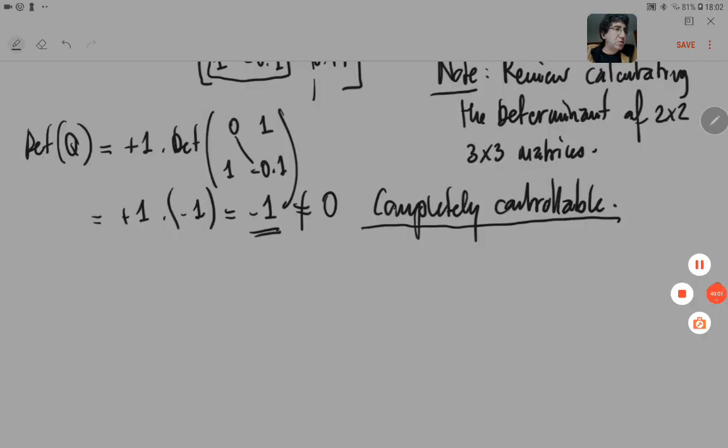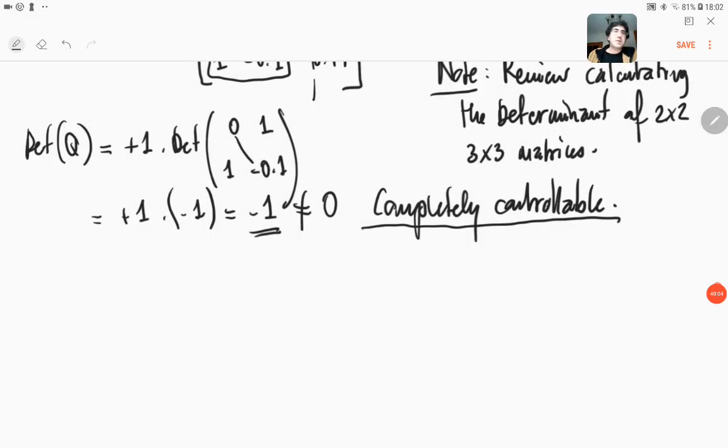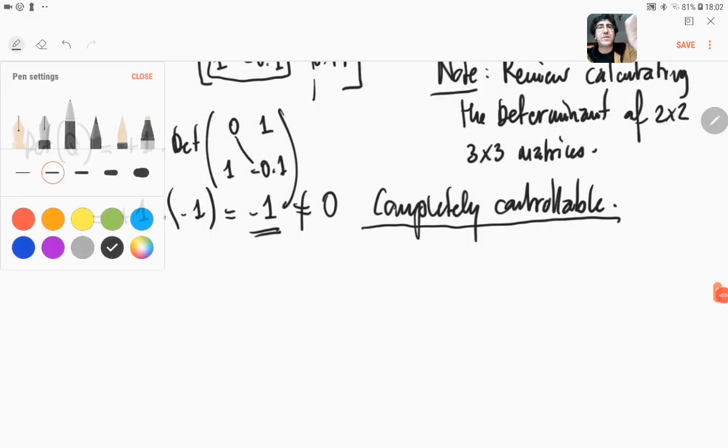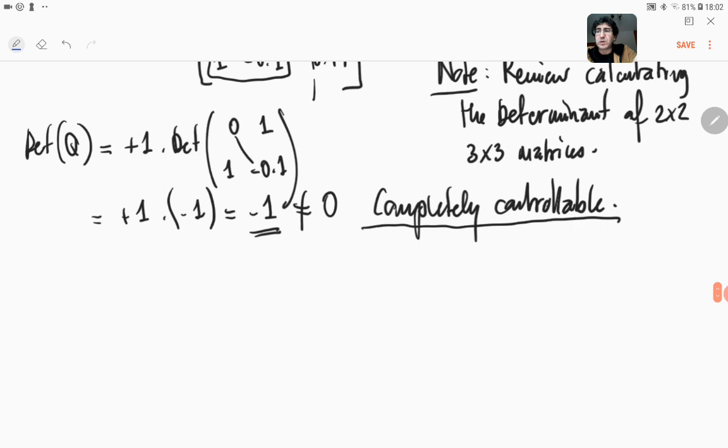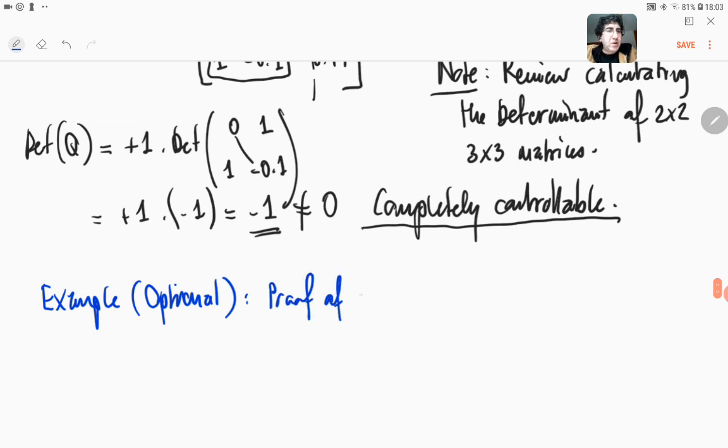Let's see whether we should finish for now. Okay, let me put an optional example before finishing. This is not going to be included in our reviews, or in our exams. Example, which is an optional example. It's kind of the proof of the controllability theorem.